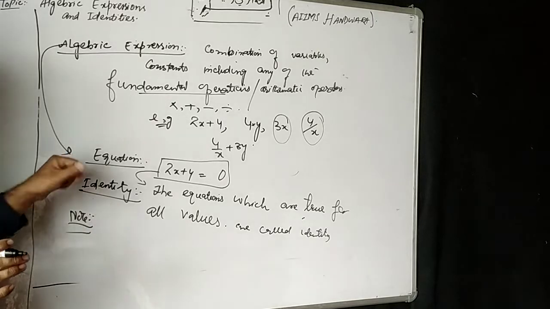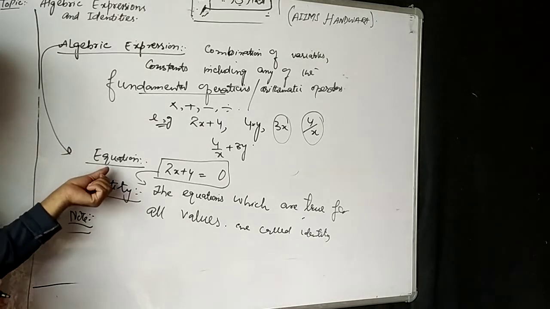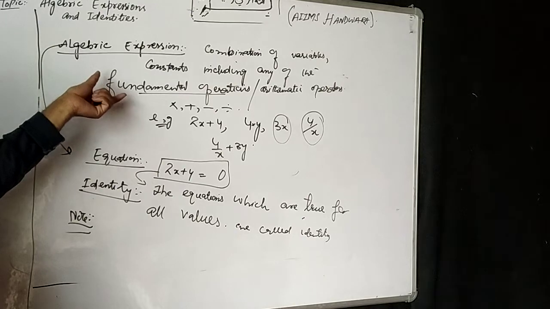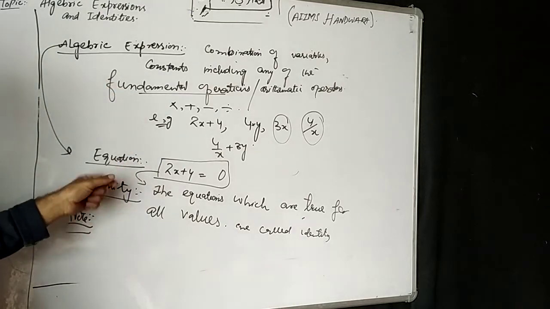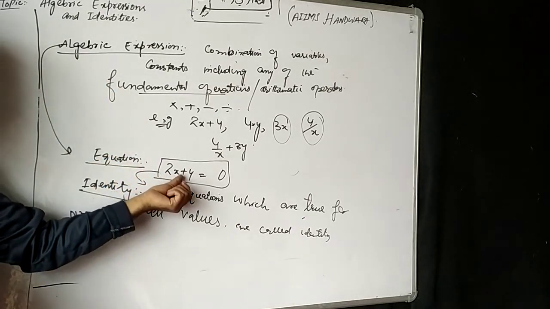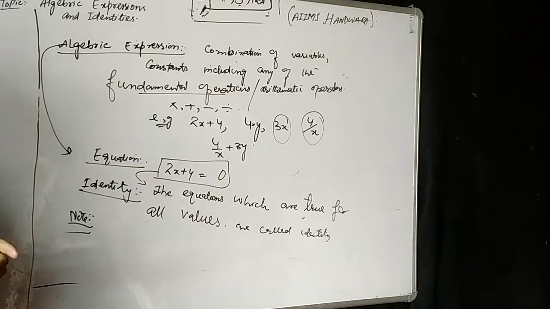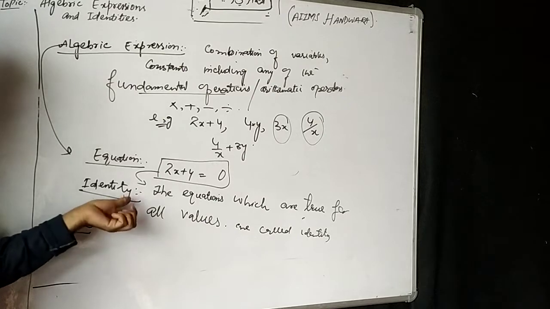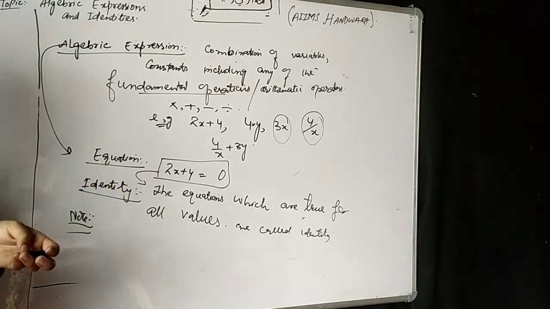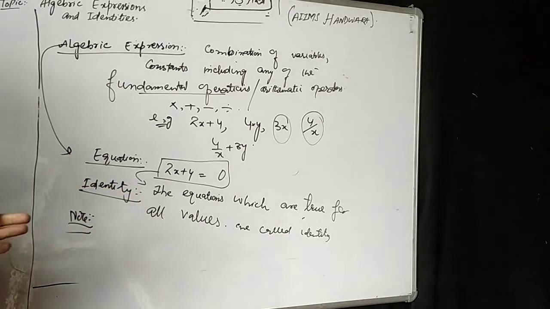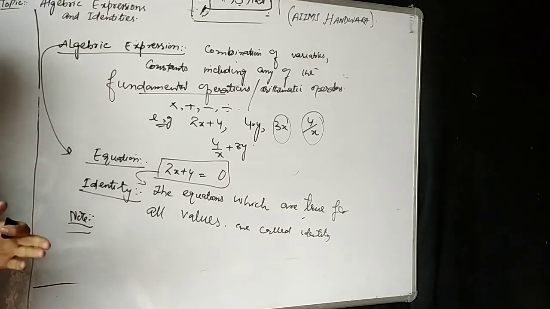Easy, you can understand it by yourself. Algebraic expression, then equation and identity. Equation is any expression including the sign of equality, and identity is that equation. These are the special equations, those equations which are true for all values.